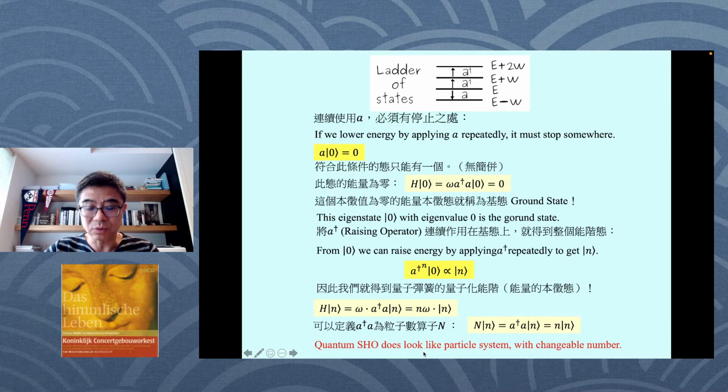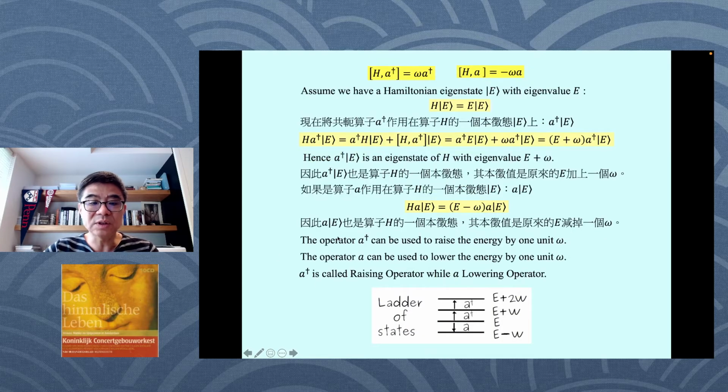Let me give you the conclusion first. We can use A dagger to raise the energy by 1 unit of omega and use A to lower the energy by 1 unit of omega. So therefore, A dagger is called the raising operator, while A is the lowering operator. Now, this is the cornerstone of the quantum spring, or quantum simple harmonic motion, and will become the cornerstone of quantum field theory in just about 20 minutes.